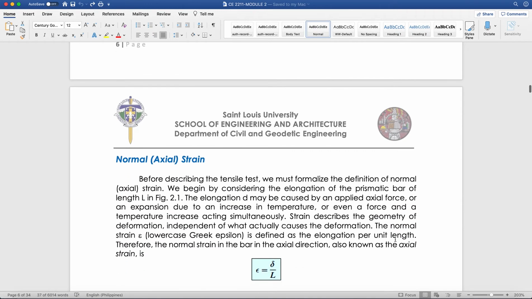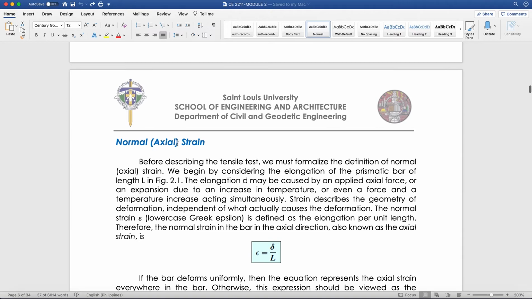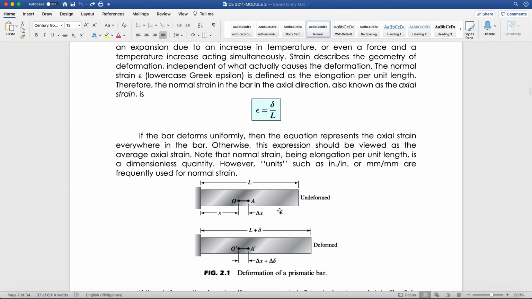Okay, so we have here the normal strain, which is also an axial strain. When we say normal strain, it is perpendicular to the cross-sectional area. We must formalize the definition of normal strain. We begin by considering the elongation of a prismatic bar. So for example, you have here your material. This one is still undeformed. Ibig sabihin, wala pa tayong loadings na ina-apply.